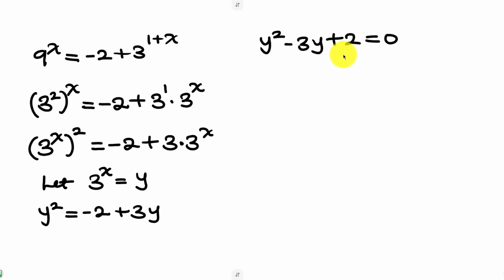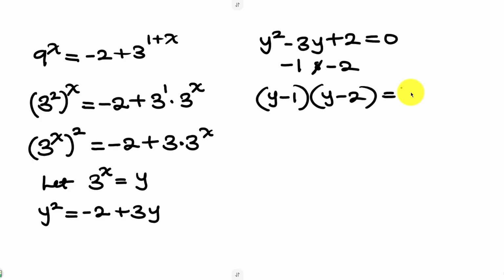It can be factorized. Now, what are the two numbers that multiply to give positive 2 and that add up to give negative 3? Negative 1 and negative 2 will do the trick. So that means this can be factorized into y minus 1 times y minus 2. That is it. And this is equal to 0.